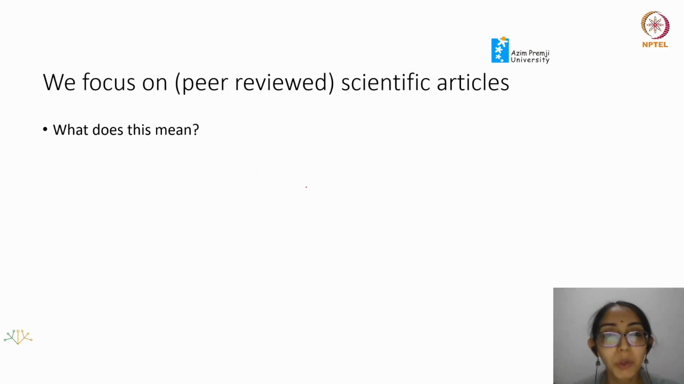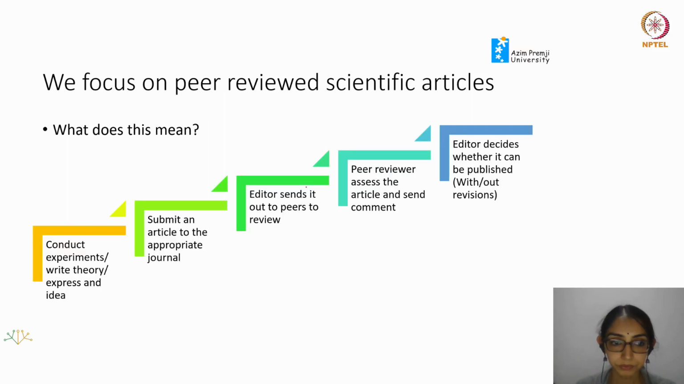Okay, what we will focus on today is scientific articles that are research articles, right? And many times these articles are peer reviewed. So, what does it mean for an article to be peer reviewed? A peer reviewed scientific article goes through a series of steps. So the first thing that you do, as I said earlier, if you want to publish a research article, you conduct some experiments or you do some field work, you write some theory, and then you express an idea, right?